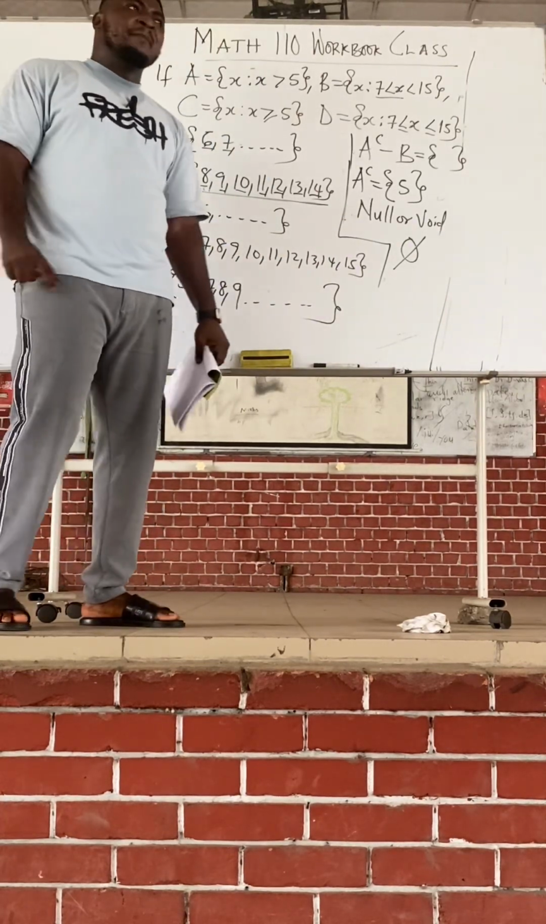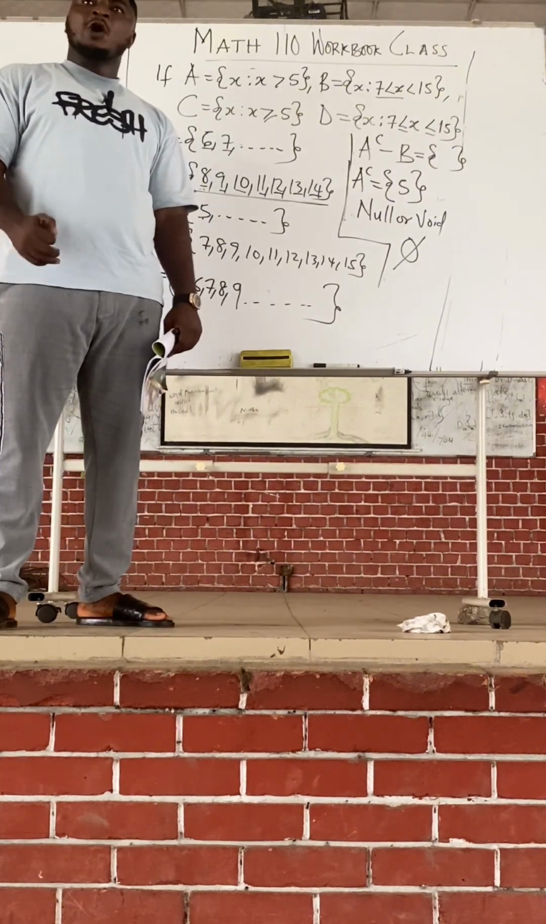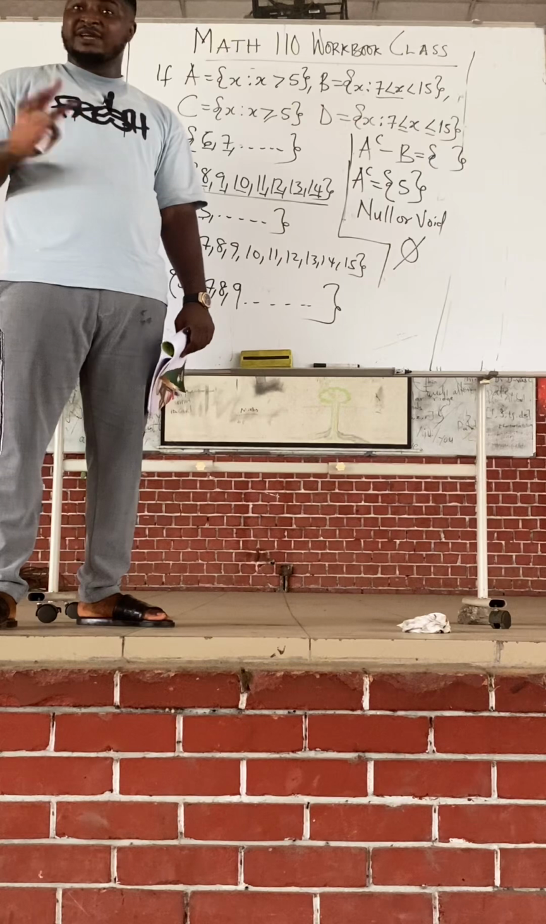Class, elements or members of a set can also be called what? Exam, OBJ exam. Elements or members of a set can also be called dash. This is a theoretical question, no calculation.